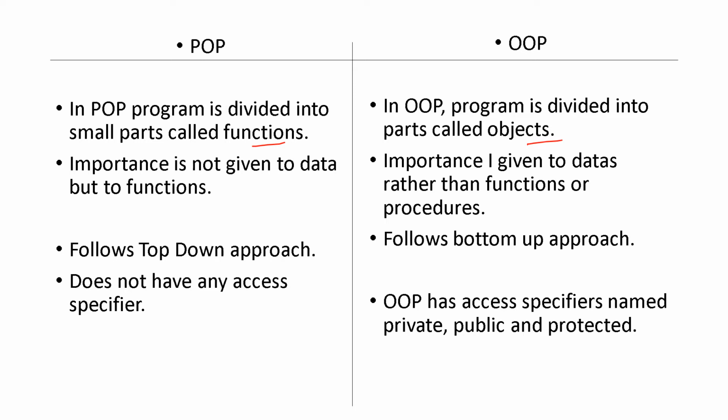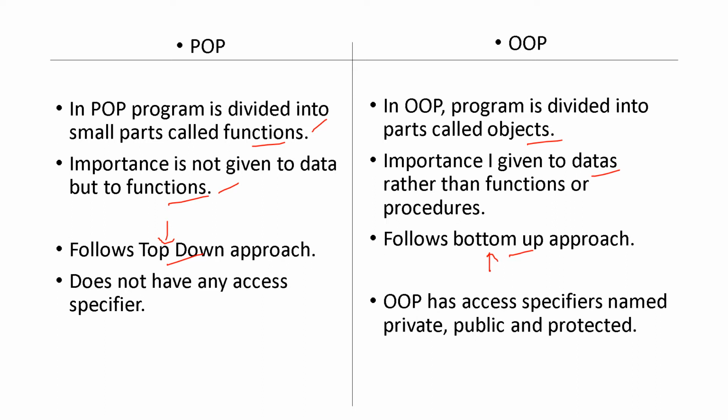For POP, importance is not given to data but to functions. The same thing discussed over here is pointed here. For OOP, importance is given to data. POP follows a top-down approach, whereas OOP follows a bottom-up approach. That is, from the top, it is coming down. So that is top-down, and bottom-up means from the bottom, it is going up like this.